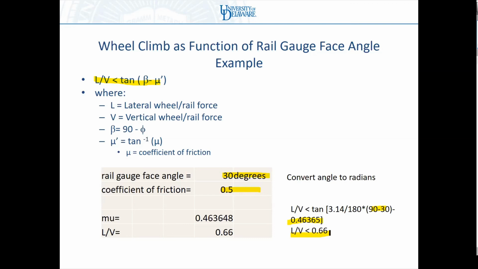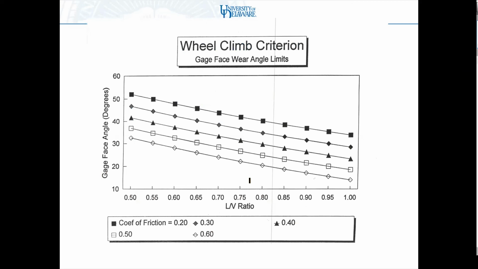Which tells me that 30 degrees is a pretty high number. Now, we know a coefficient of friction of 0.5 is pretty rough, but 30 degrees is also a fairly significant amount of gauge face wear. And I know railroads that have standards set their gauge face wear angle between 28 and 30 degrees to remove the rail.